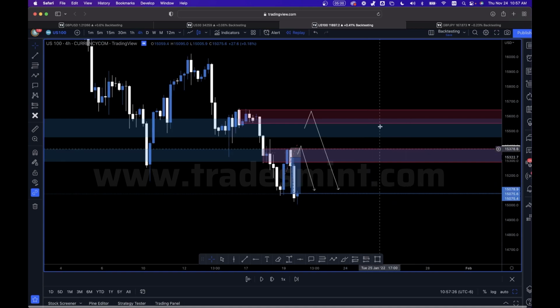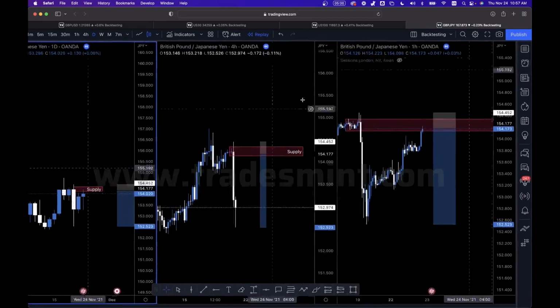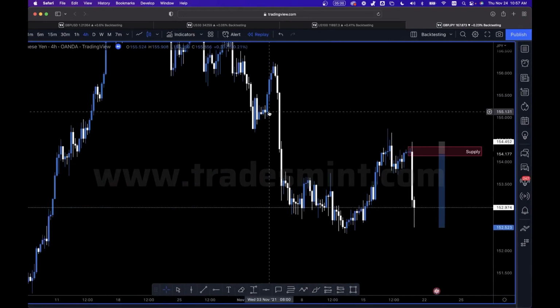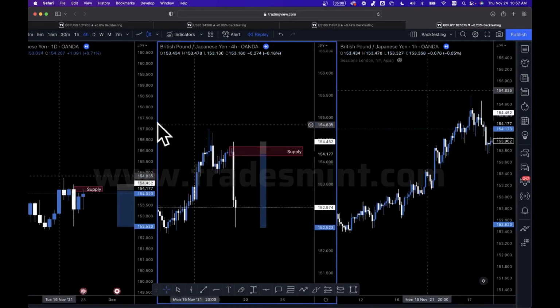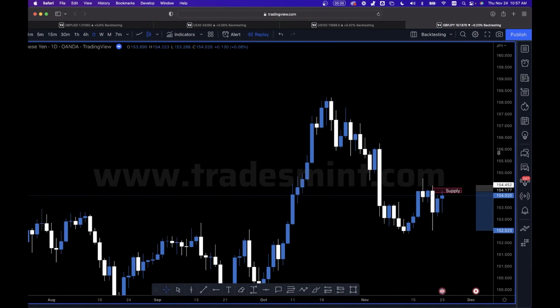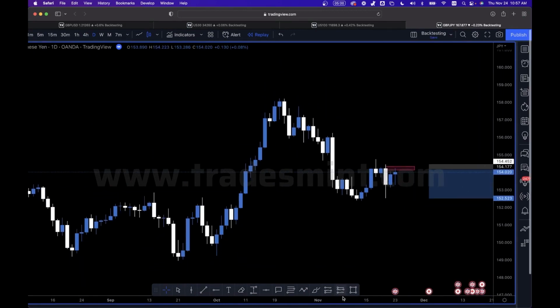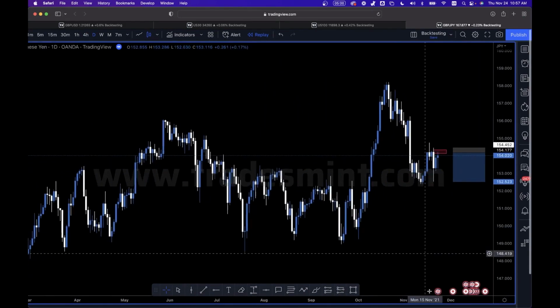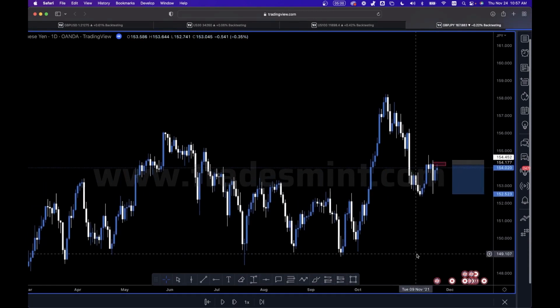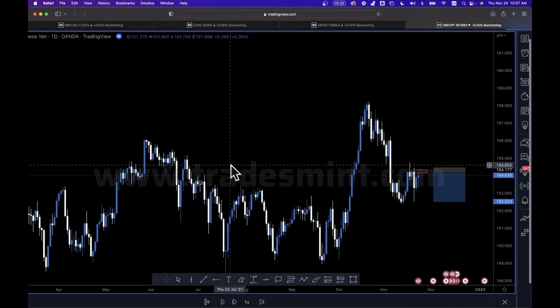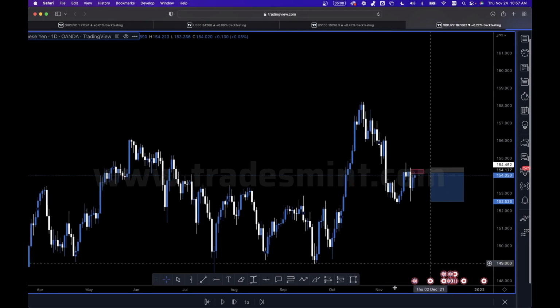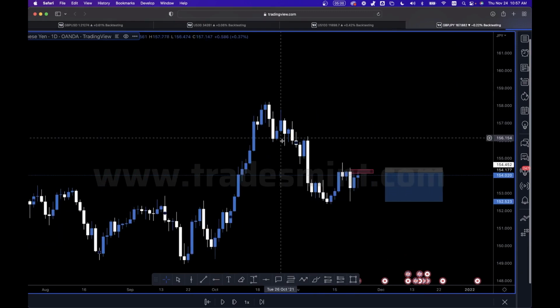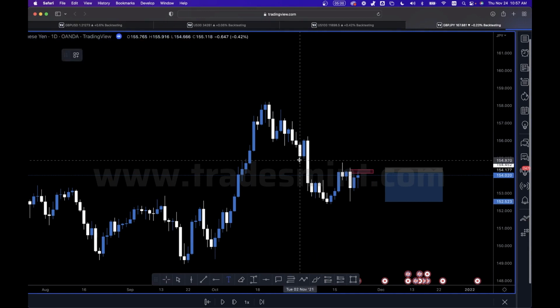Okay. All right. Last one is GJ. Let's go on to GJ. So GJ here on the daily. Remember, we're starting from the daily. So the daily time frame with GJ was breaking levels as well. Okay. So lower low, lower high here.